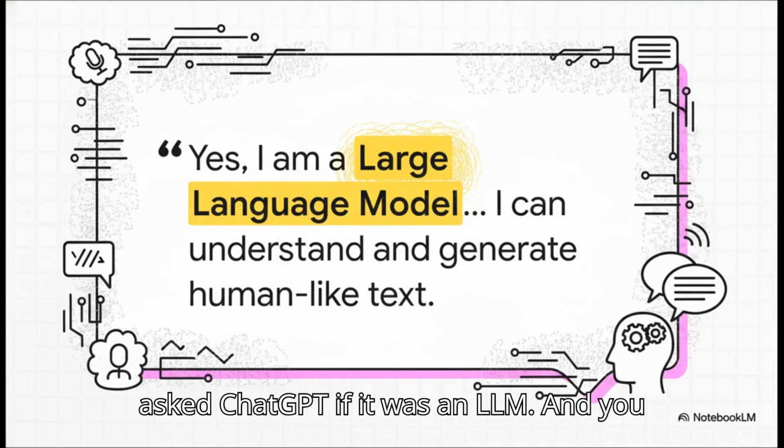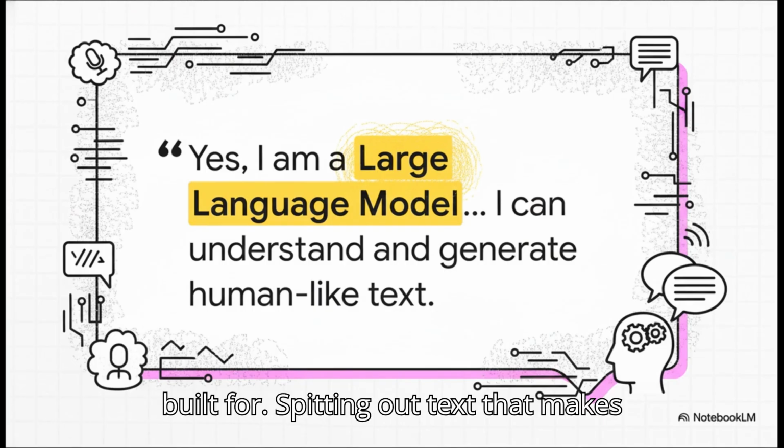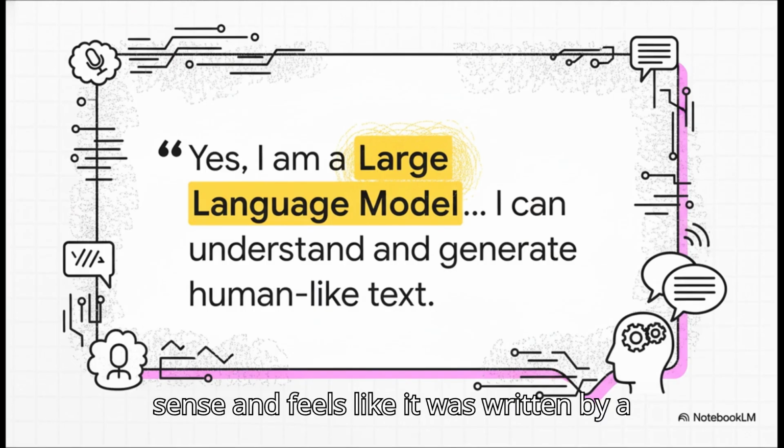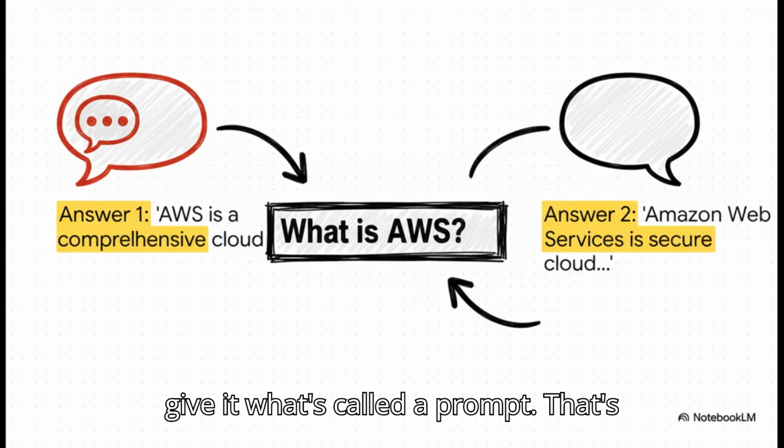And hey, just for fun, I actually asked ChatGPT if it was an LLM. And you know what? It gave me this perfect answer. This is exactly what they're built for, spitting out text that makes sense and feels like it was written by a person. Okay, so when you use an LLM, you give it what's called a prompt. That's just your question or your command.